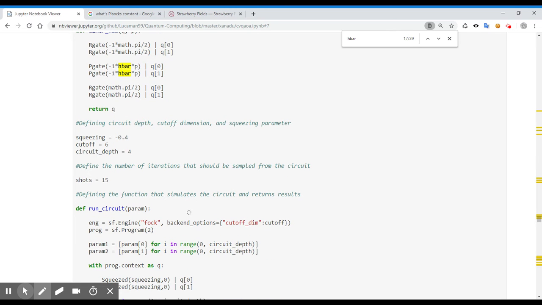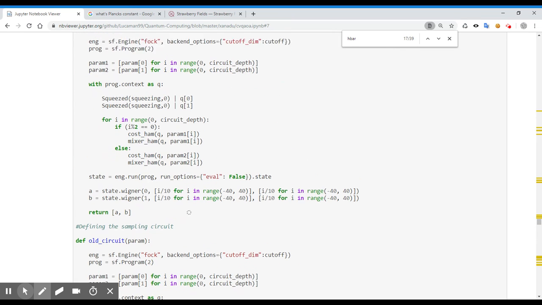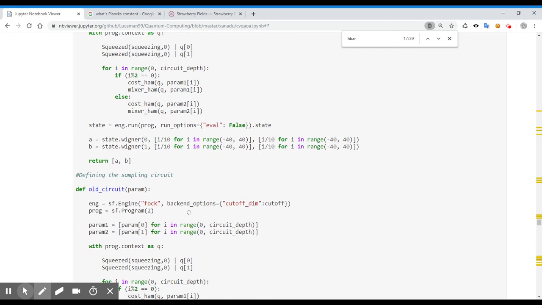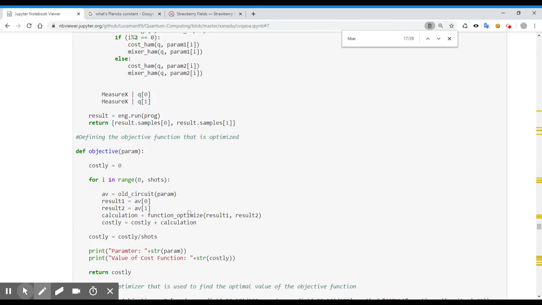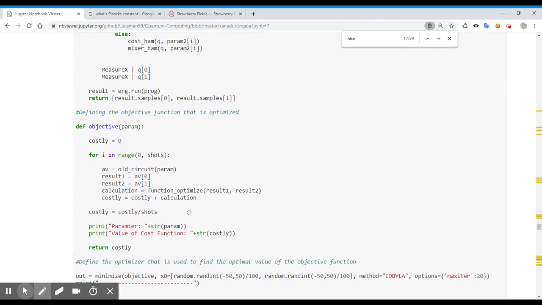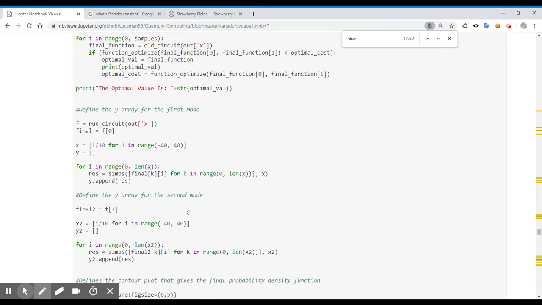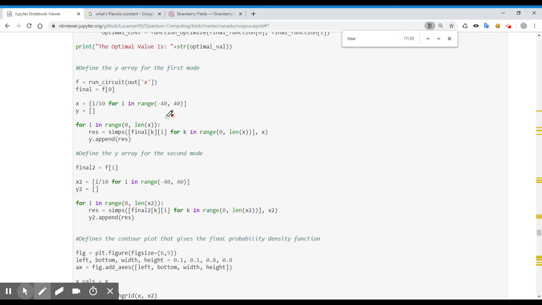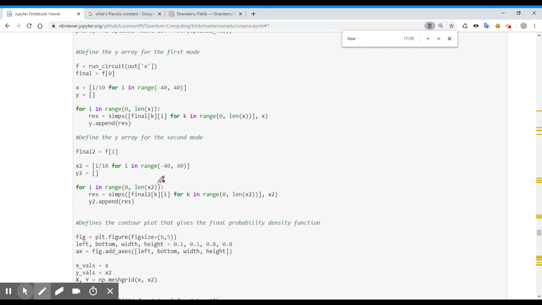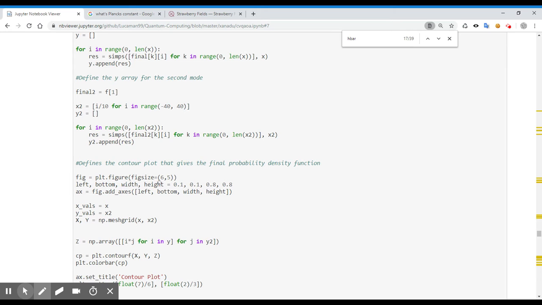Shots 15, defining the function that simulates the circuit. The simulate-the-circuit function returns the samples. What was that? Yeah, sampling the objective function. Cost. Okay, so you minimize that, more or less. Define the Y array for the first mode, define the Y array for the second mode. The contour plot gives the final probability density function.